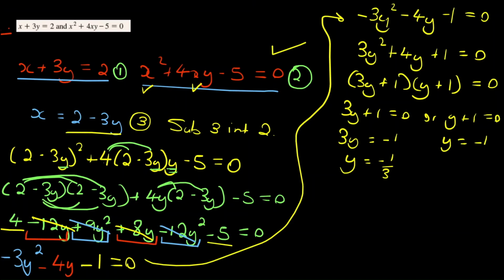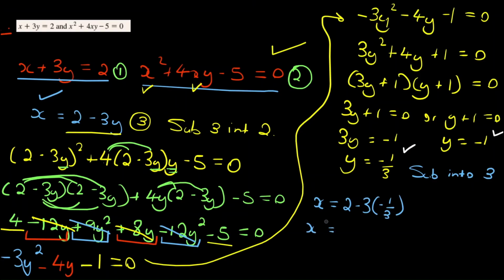So those are our two y values, and we have to find what our x values are. To find our x values, we can simply substitute into equation 3. Remember we mentioned that x is the subject, which makes it very easy for us. So x is equal to 2 minus 3 into 1 over 3.